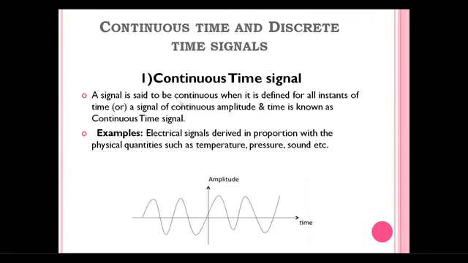Okay, it's a very important thing. What is a continuous signal? A signal having value at all instants of time is called a continuous time signal. Okay, so what are the examples of a continuous time signal?